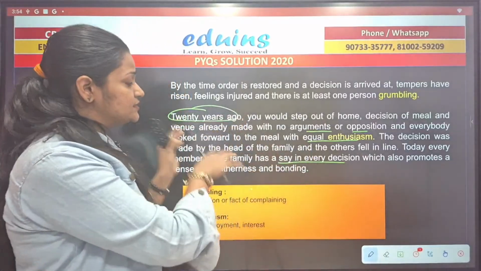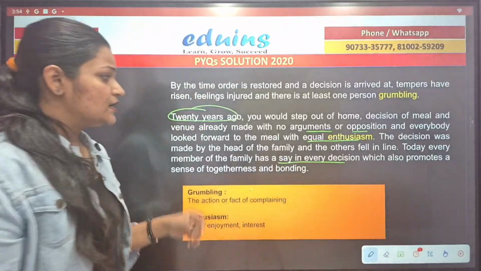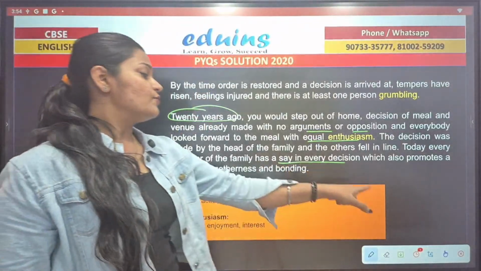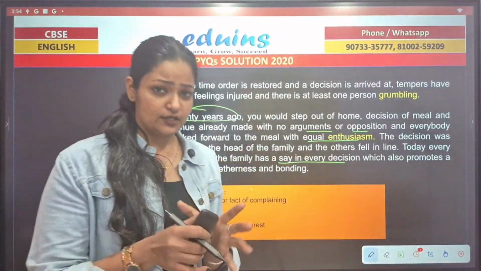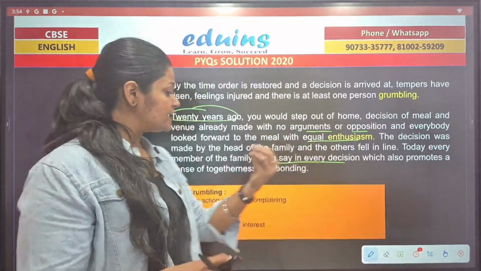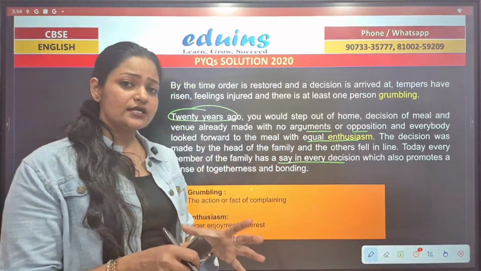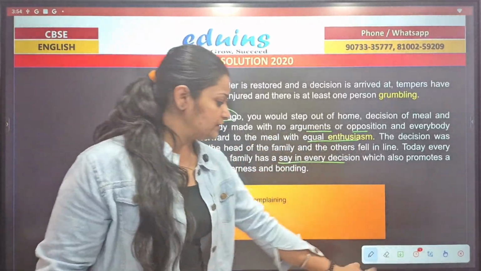But 20 years ago, this was not the situation. The situation was different. This promotes a sense of togetherness. Now his decision matters, and everyone's decision matters in the family. This shows the togetherness and the bonding.